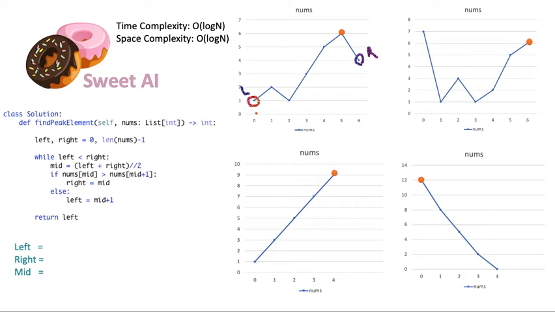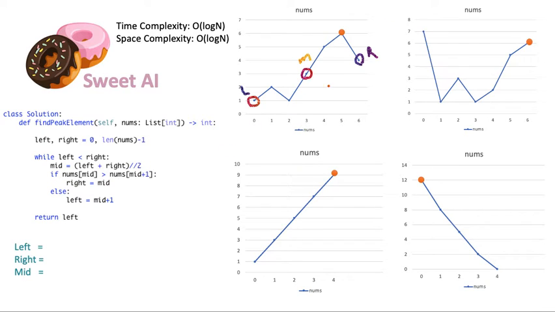For this case, 6 plus 0 divided by 2 is going to be 3, so this is going to be the middle index. And what we are going to do is compare the middle element and the one beside it on the right side, and if it is bigger, we are going to update the right pointer, and if it is smaller, we are going to update the left pointer. We try to close the gap between the left pointer and the right pointer until we find the peak element and the left pointer is not smaller than the right pointer. Until that point, we're going to keep iterating.